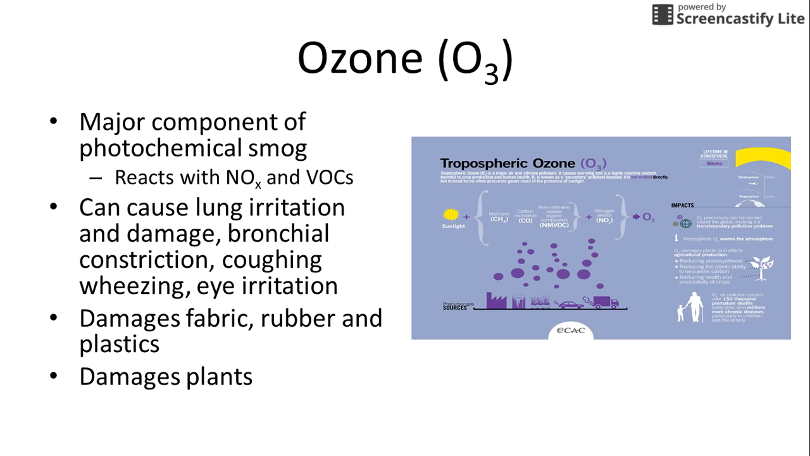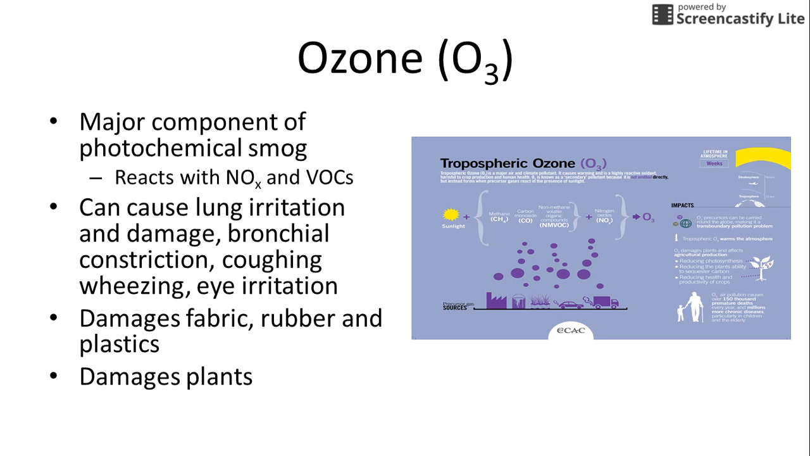And finally, we have ozone, and ozone is not a primary pollutant, it's a secondary pollutant because ozone is not emitted directly into the atmosphere by any source. Instead, it's a reaction. Ozone is the major component of photochemical smog. It reacts with NOx and VOCs to give us ozone, to give us photochemical smog. And again, we will talk at length about this, so more to come on that.